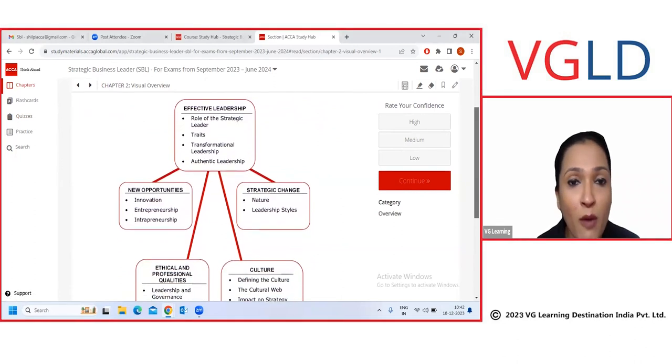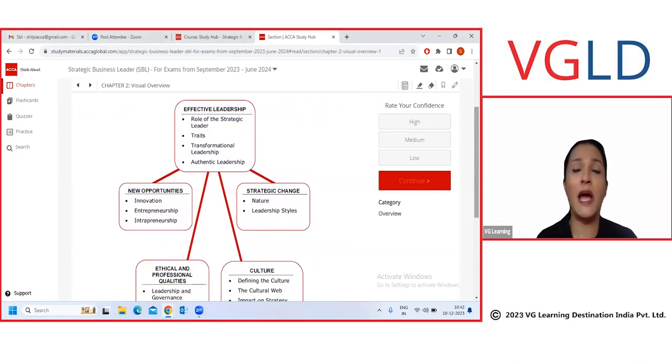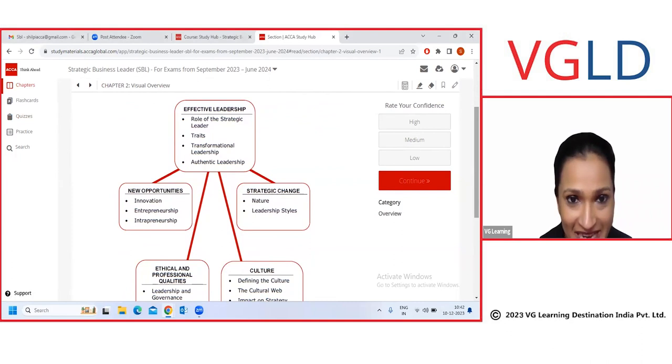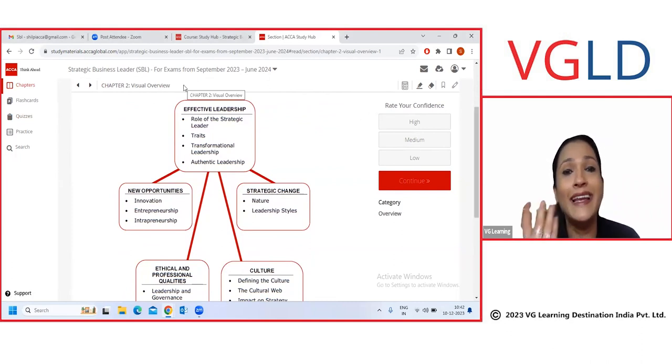Chapter number 2 from your ACCA study hub, chapter number 1 content-wise technically. Okay, so here we're going to talk all about leadership.